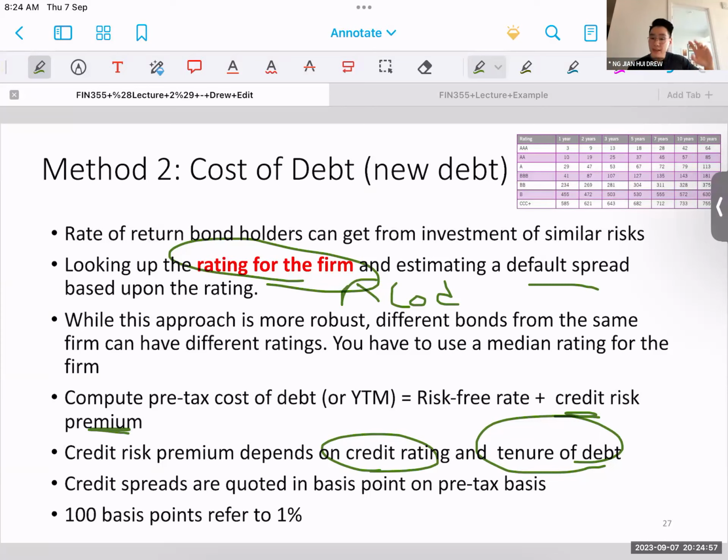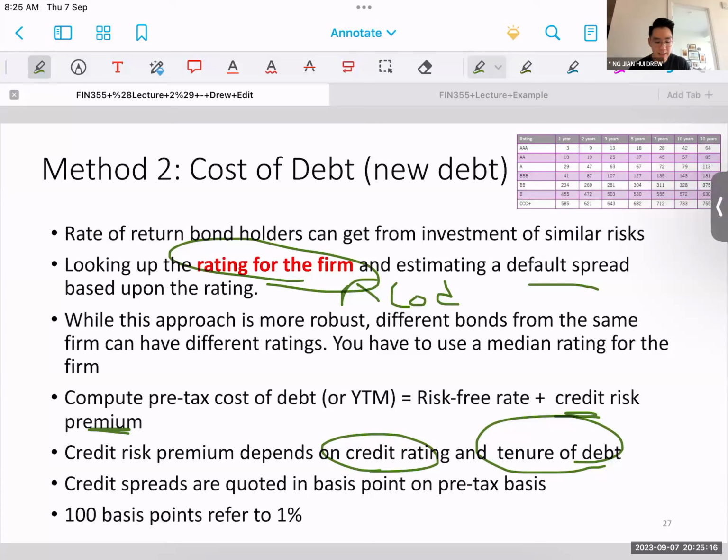Okay, so method one is based on existing debt: use time value of money, calculate period to maturity. Method two is using the rating of the firm, because you have no debt. You take the rating of the firm and add on various risk components into it.